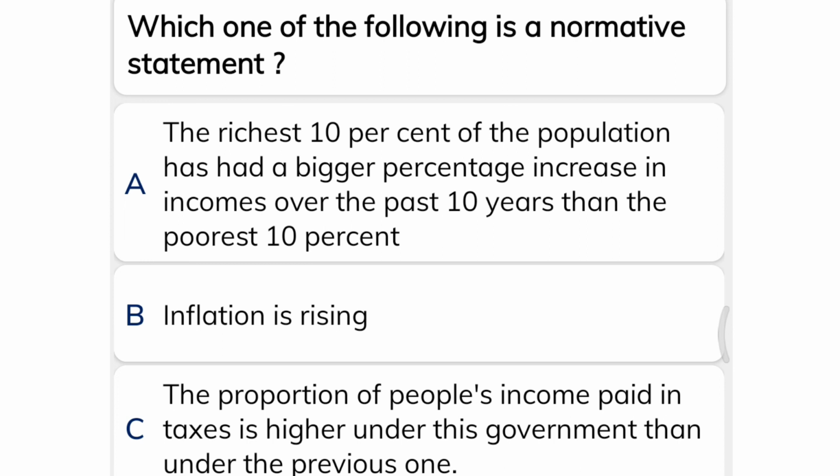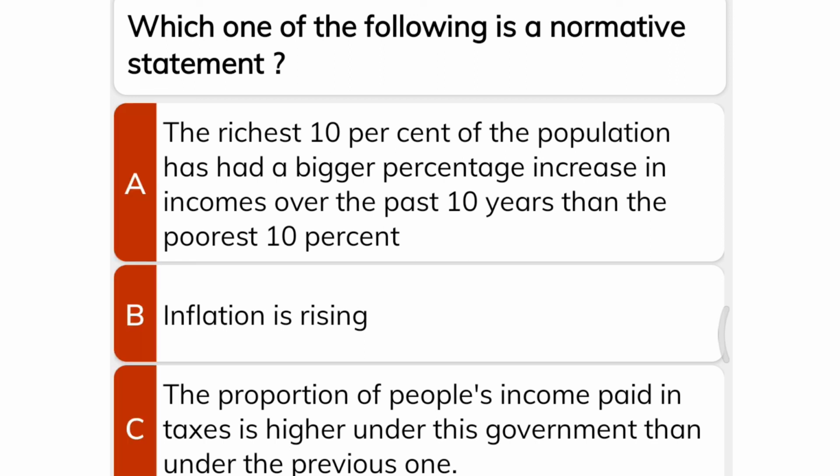Which one of the following is a normative statement? Option A, the richest 10% of the population has had a bigger percentage increase in incomes over the past 10 years than the poorest 10%. Option B, inflation is rising. Option C, the proportion of people's income paid in taxes is higher under this government than under the previous one. Option D, inequality in the distribution of income is a more serious problem than unemployment. And the correct answer is option D.